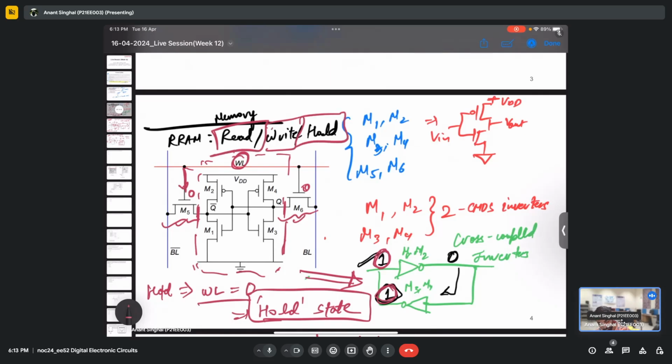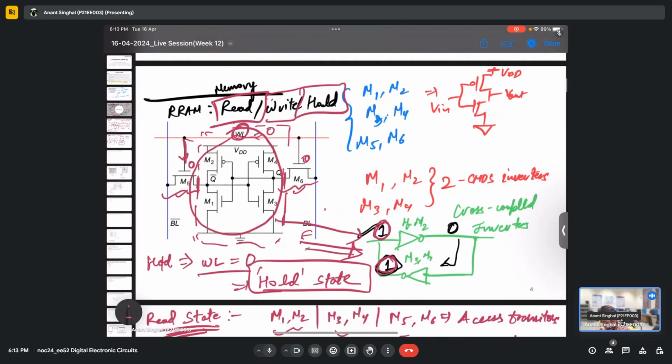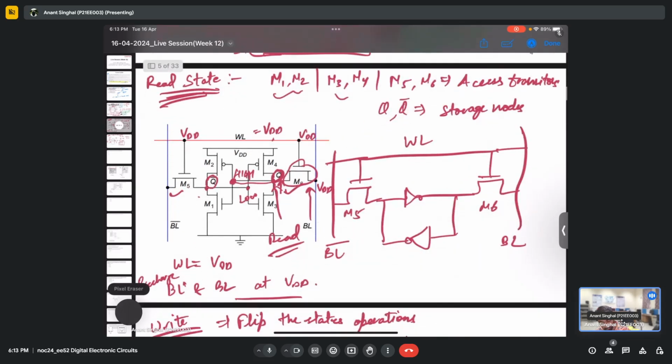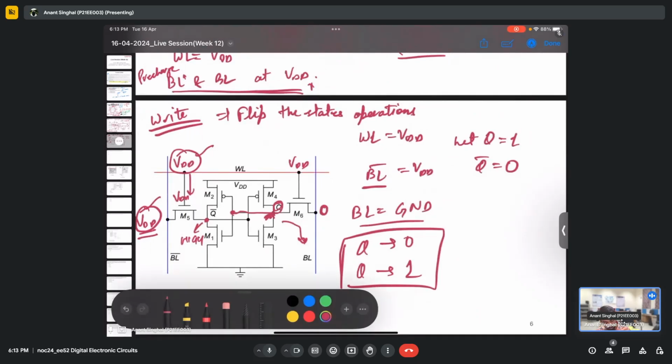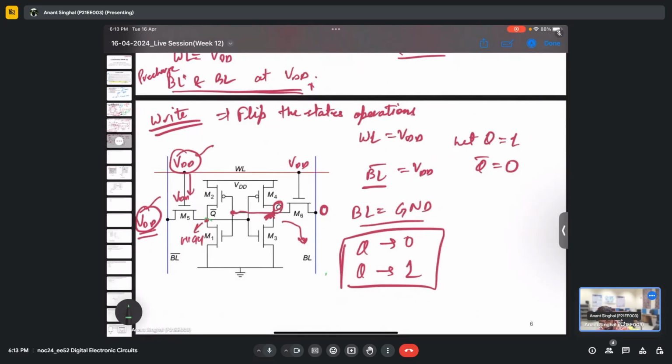In hold, we have the word line as 0 and the bit lines also as 0, so we are left with this circuit, and it holds whatever state it had previously. Then we have the read state, in which the word line is VDD, and both BL and BL complement are pre-charged to VDD, and this reads whatever is there in the storage nodes. And to write anything, we give the high supply voltage to both word line and bit line, and whatever the input state is, it will write it.